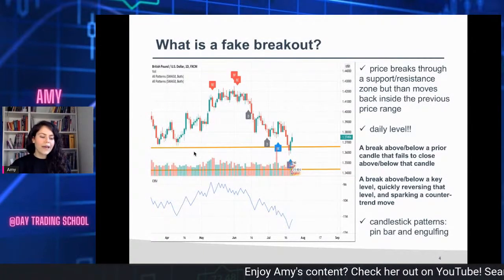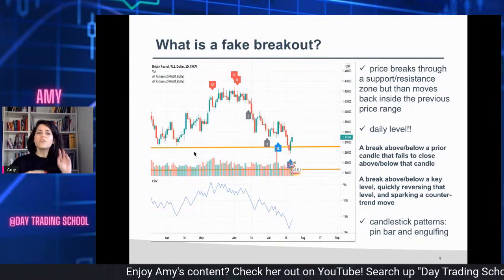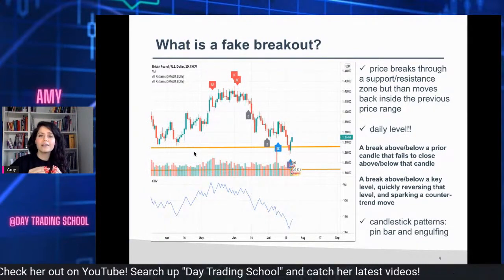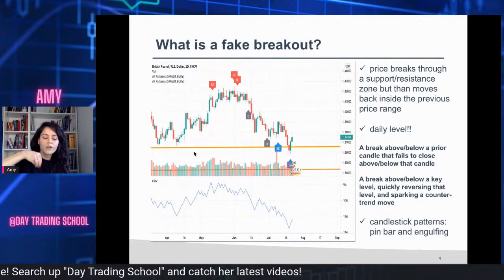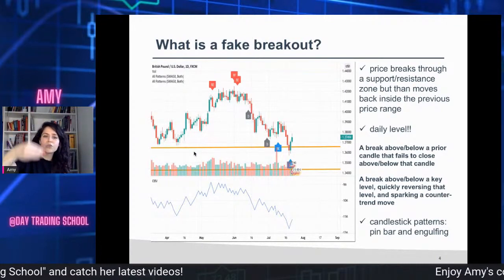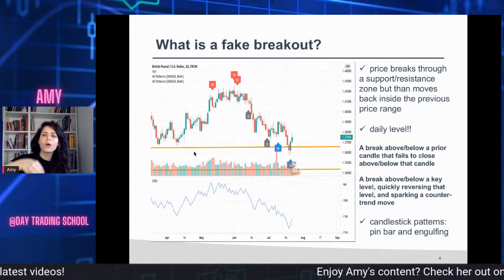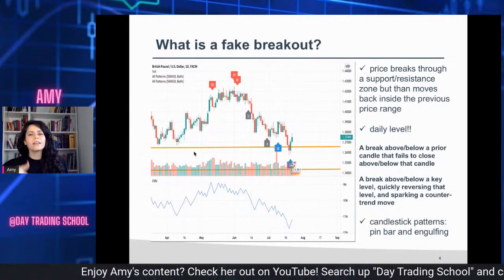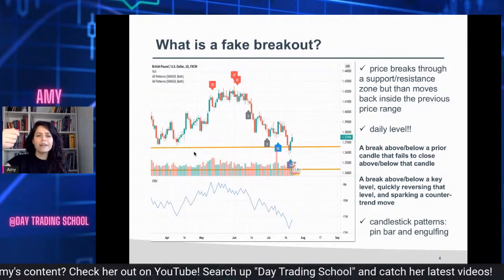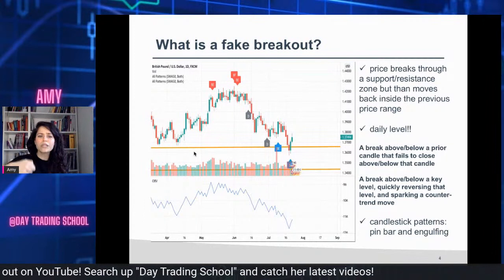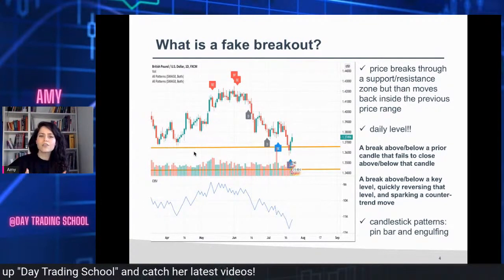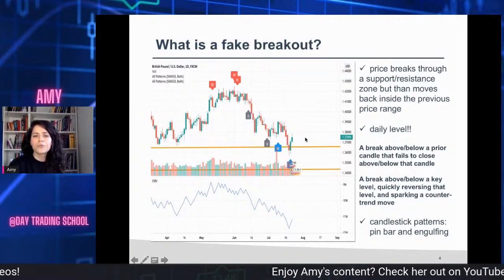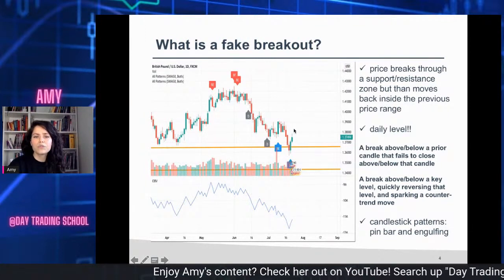Now, what is a fake breakout? As you know, the simplest definition of a fake breakout is that price runs into a certain resistance zone or into a support zone, breaks through that level, and then moves back inside the previous price range. Now, moving back into the previous price range, what does that mean? And how can I know that price actually really moved back into the previous price range? This has something to do with a daily level. That means I usually check the daily level to understand whether price moved back to the previous range.